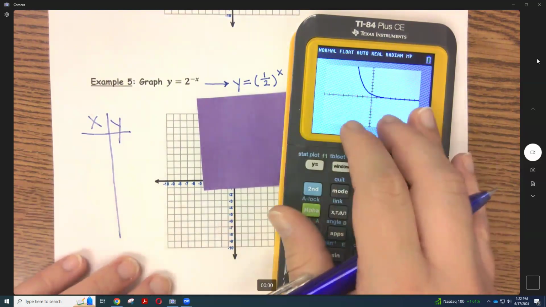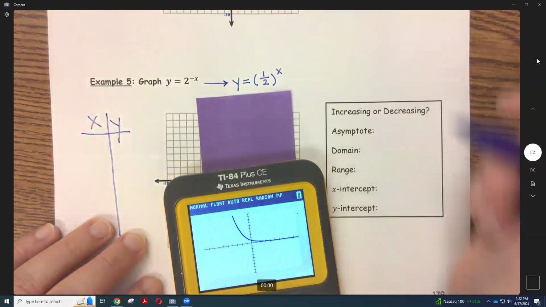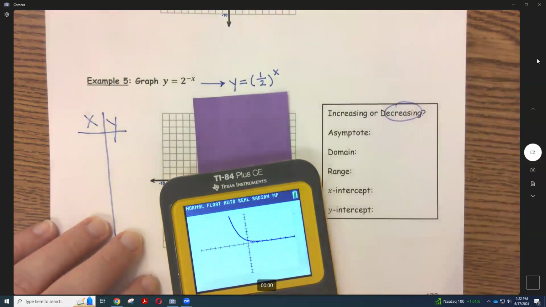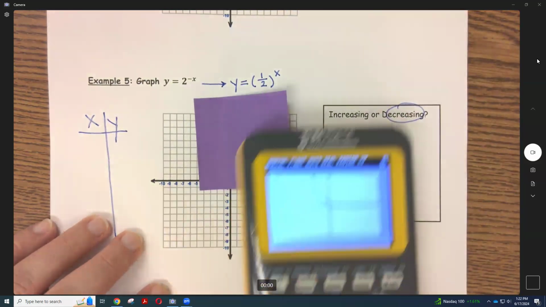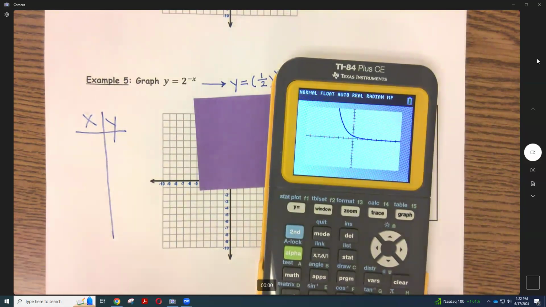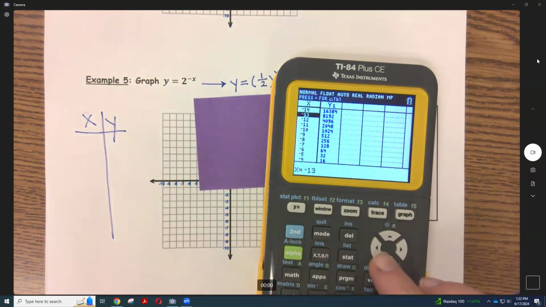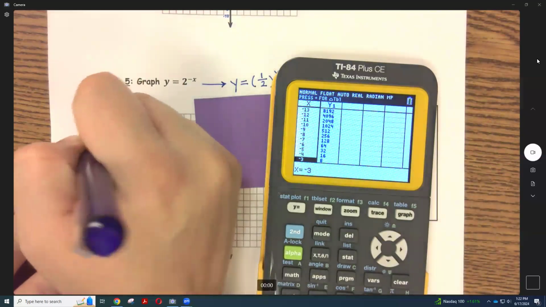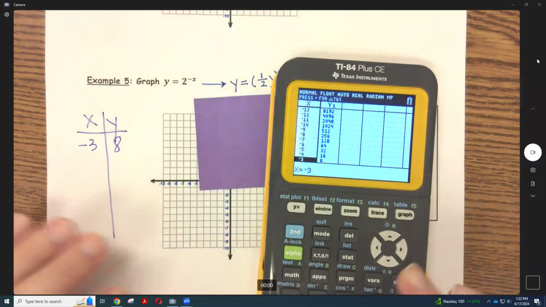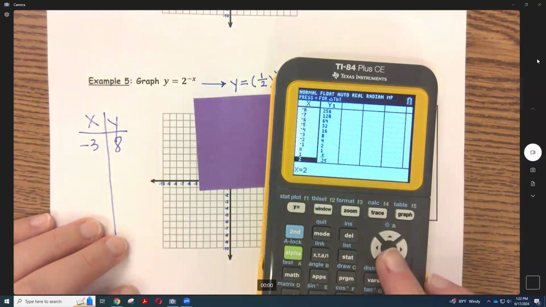So I can see by just looking at the graph that this one should be decreasing. And let's find our values. So I'm going to go over here to table. So go second graph. And the first y value that I can put on my graph is -3, 8. And let's go to 2.